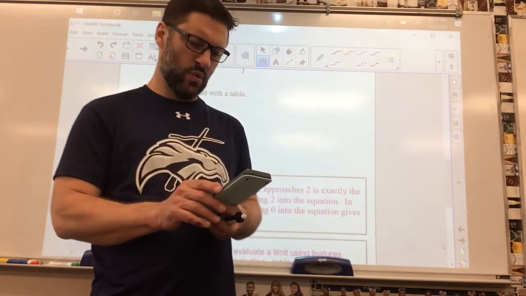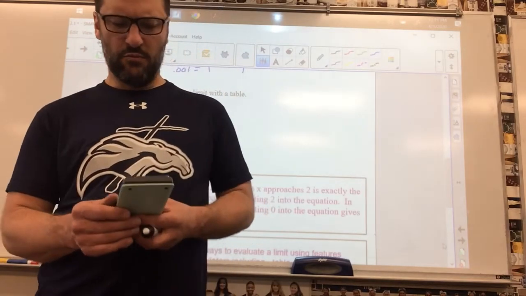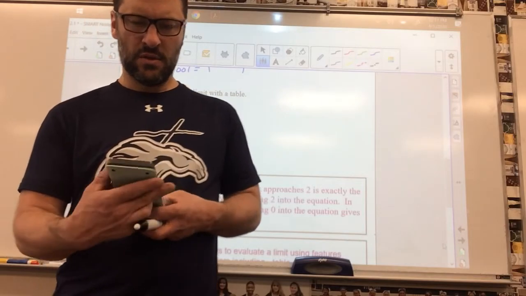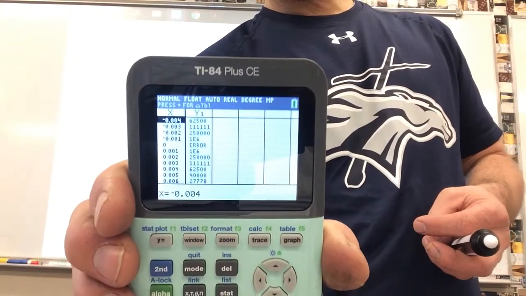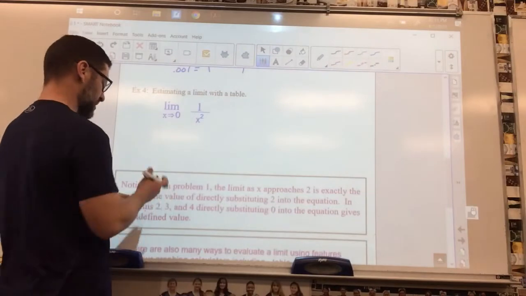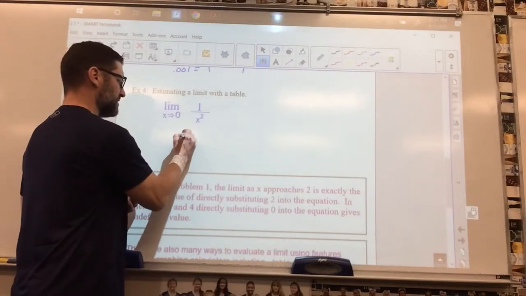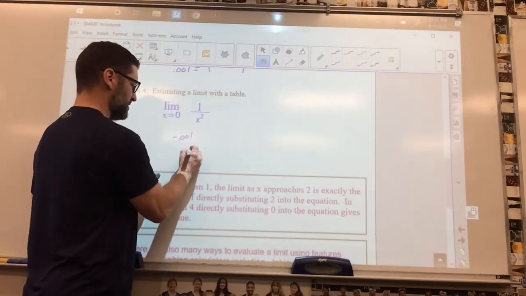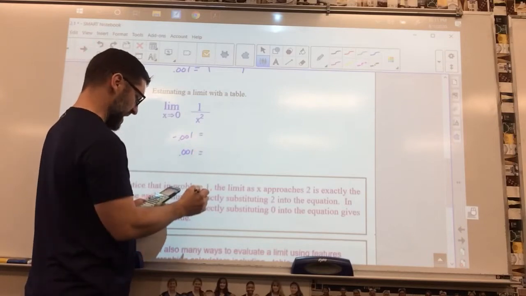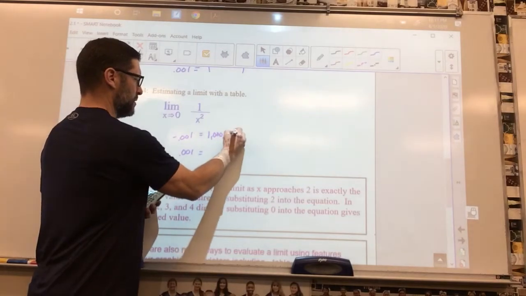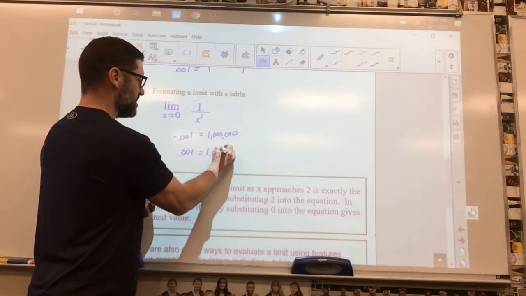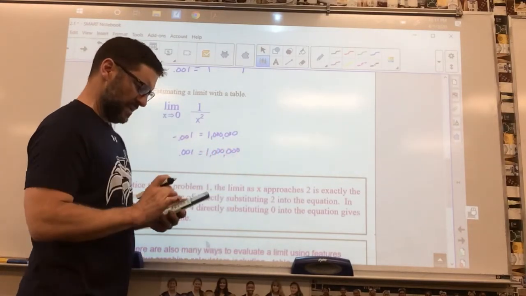And I get, wow, really, really big numbers. One of them was in scientific notation. Look at that. At 0, it says error. Oh, I can't plug 0 in on the bottom of the fraction. But at negative 0.001 and at 0.001, I got 1e6, which is 1 million, and I got a million here. Those are really big numbers. I'm going to hit the graph button. I want to see what's going on.